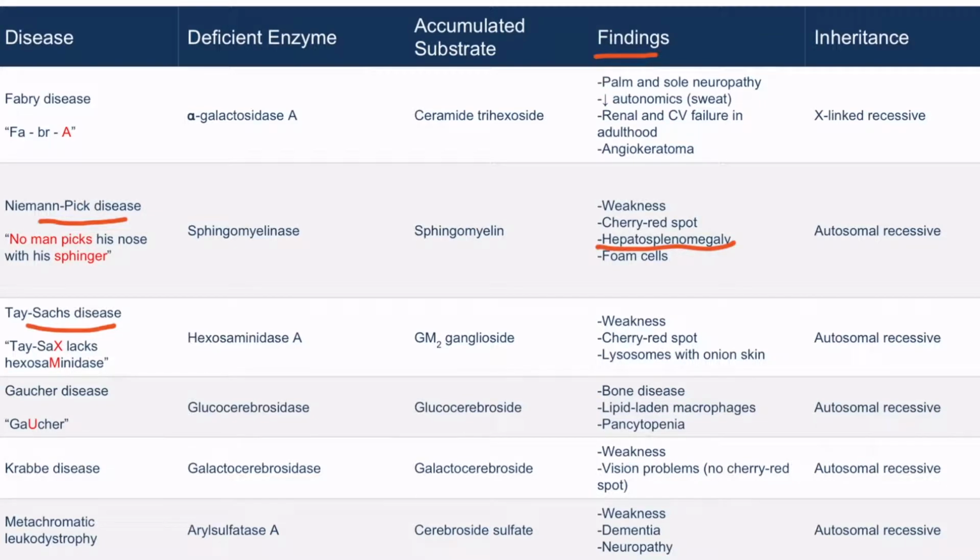There are some pathological findings that you can see from the table that will help distinguish the disorders, such as foam cells in Niemann-Pick disease or lysosomes with onion skin in Tay-Sachs disease. However, hepatosplenomegaly is probably the most high yield.